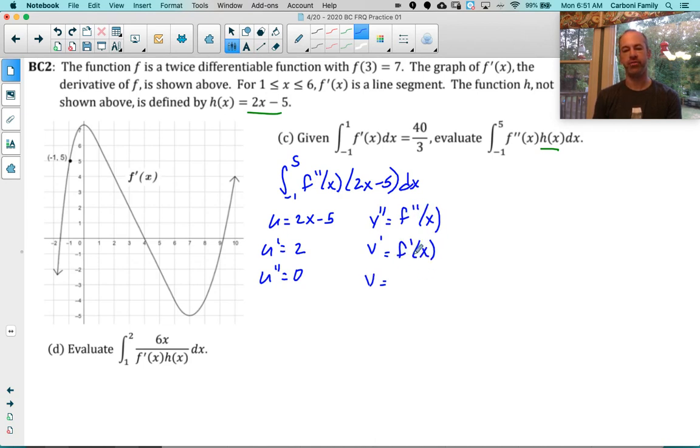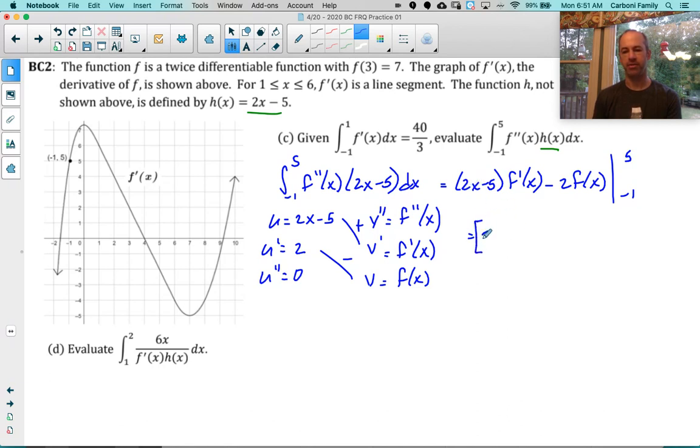So the antiderivative of f double prime is f prime, and the antiderivative of f prime is f. And so this turns into 2x minus 5 times f prime of x. Multiply u times v prime, and then we will subtract the product of u prime and v. So minus 2 f of x. We're evaluating that from -1 to 5. And then we start plugging in.